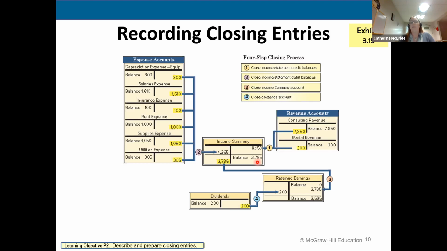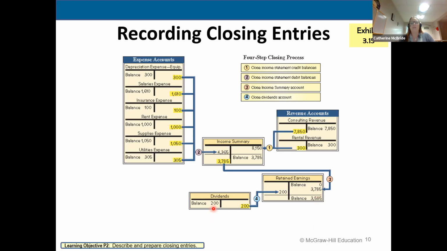So now I need to make my income summary account 0. So I have a balance of 3,785 credit. To make it 0, I have to debit it. So I'm going to debit my income summary account, and I'm going to credit retained earnings. So I just put my net income into retained earnings. I increased retained earnings by the amount of my net income.